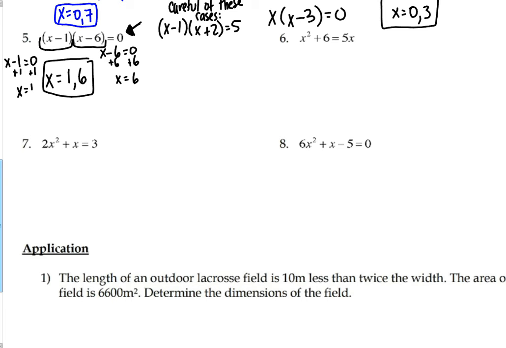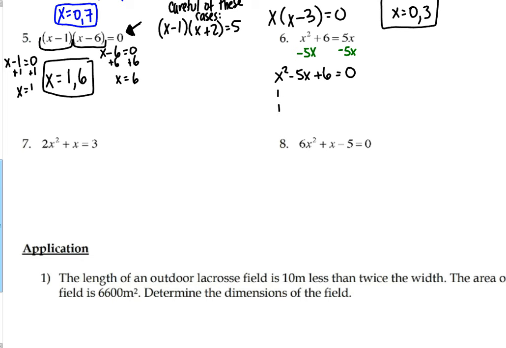Before we can factor, bring everything to one side. So we're going to move, in this case, let's keep our x squared positive. So I'm going to move the 5x to the other side by subtracting it. Okay, so now that one side's equal to 0, we factor.